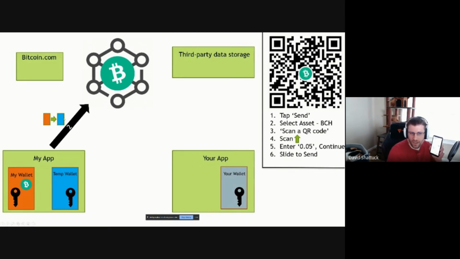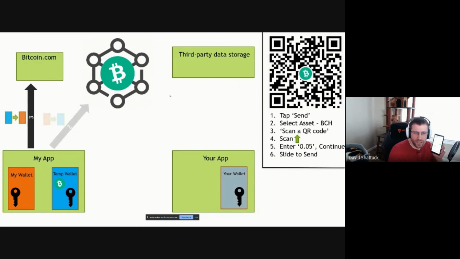So that's how to understand when you see this symbol. Okay, so a transaction broadcasts to the Bitcoin Cash network that moves the coins from my wallet to the temporary wallet. Once that's processed, you can see the Bitcoin Cash has moved to the temporary wallet. The third thing that happens is my app creates another transaction. This transaction sends the coins from the temporary wallet back to my wallet.